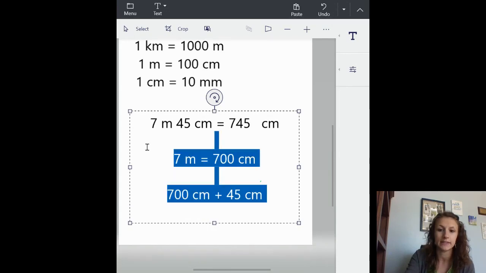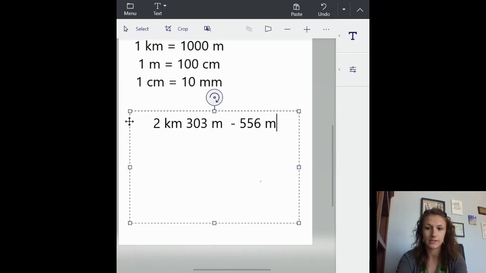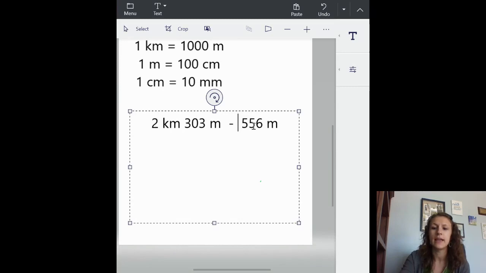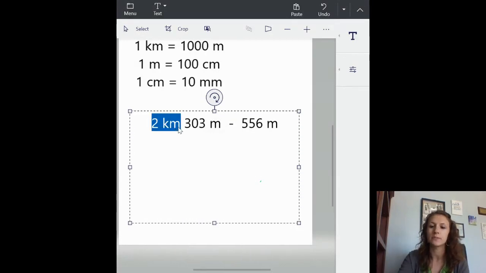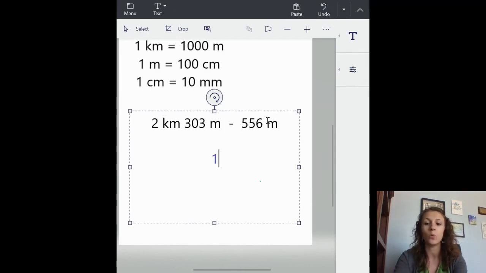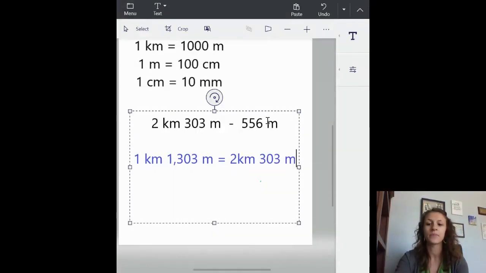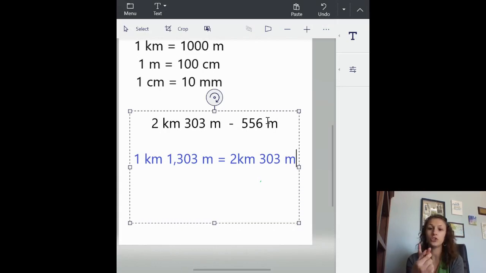We can continue to extend this knowledge when I try to add and subtract units. So if I have 2 kilometers, 303 meters, and I want to take away 556 meters. Now, right away, I notice that I can't take 556 meters from 303 meters. So just like when we borrow in subtraction, we want to go ahead and change this 2 kilometers. We're going to decompose one of them into meters. So I'm going to change this 2 kilometers, 303 meters into 1 kilometer and 1,303 meters. Now I know this is the same because all I did is with those kilometers, I changed 1 to 1,000 meters. So I had 1 left and then I had all of those meters.